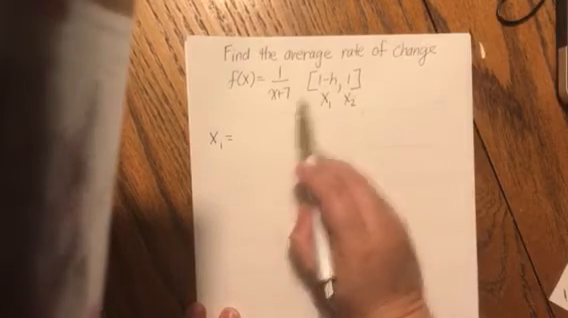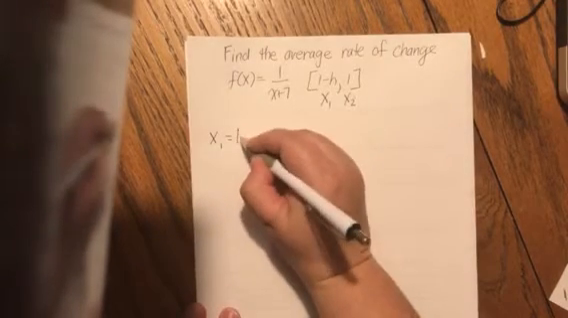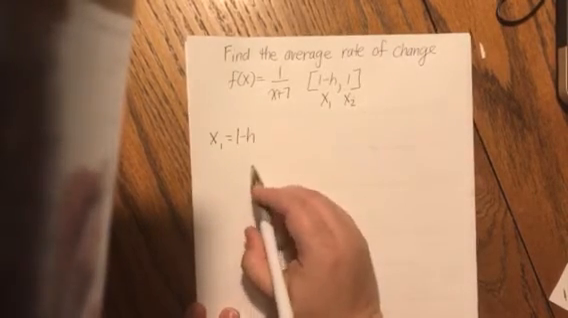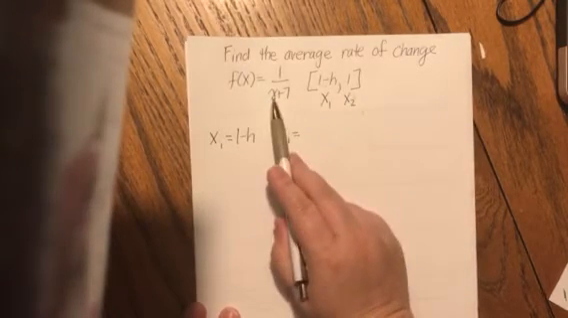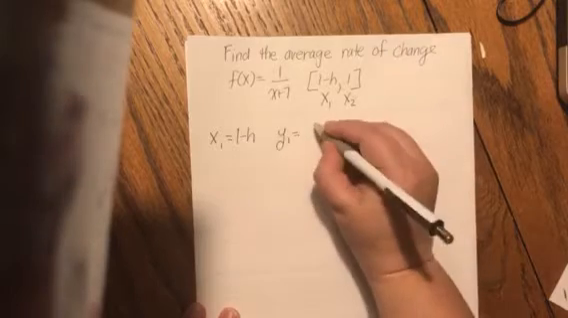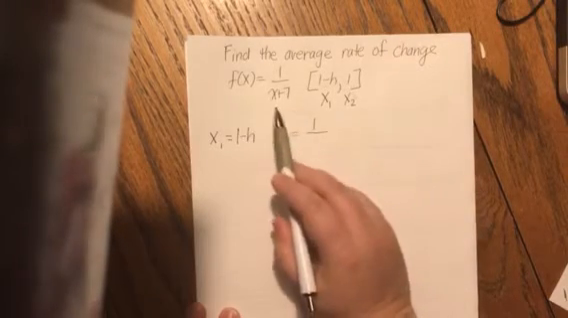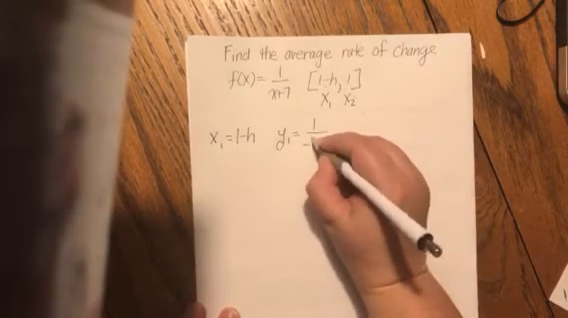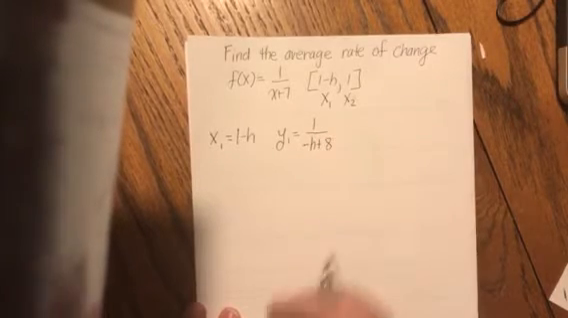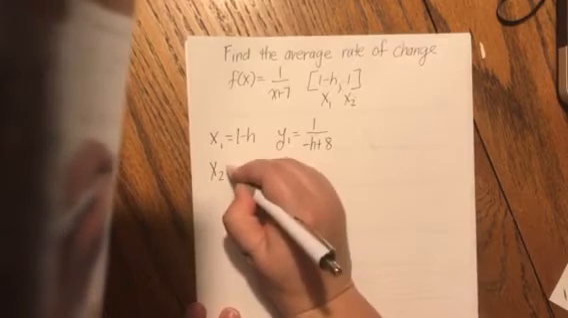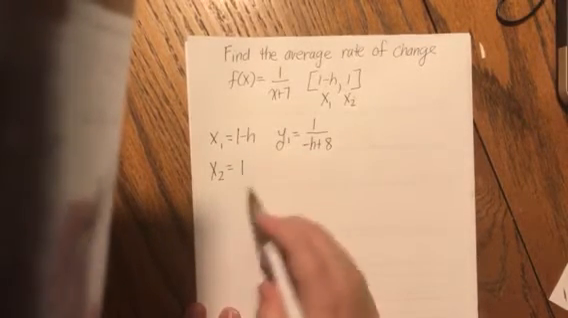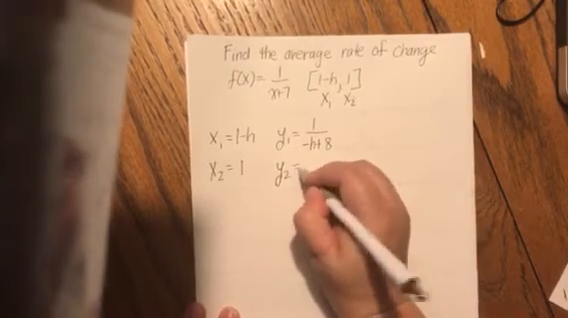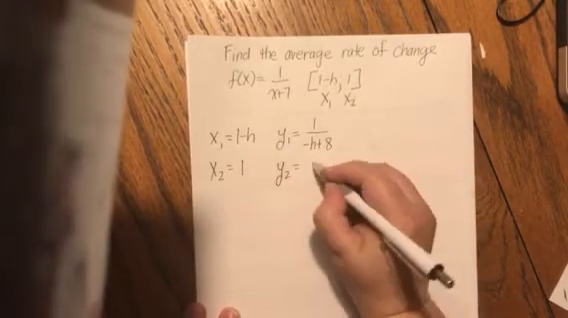If I plug in 1 minus h in here to find my corresponding y value, I would have 1 over negative h plus 8. For my x value, x2, to find my corresponding value of 1 for y, I plug in 1 here and I get 1 over 8.